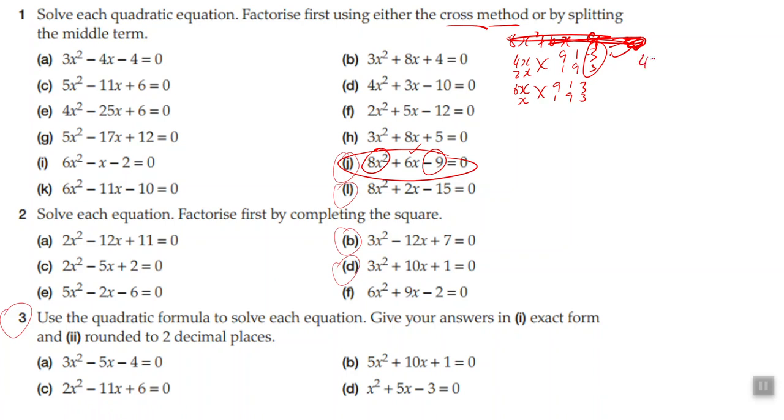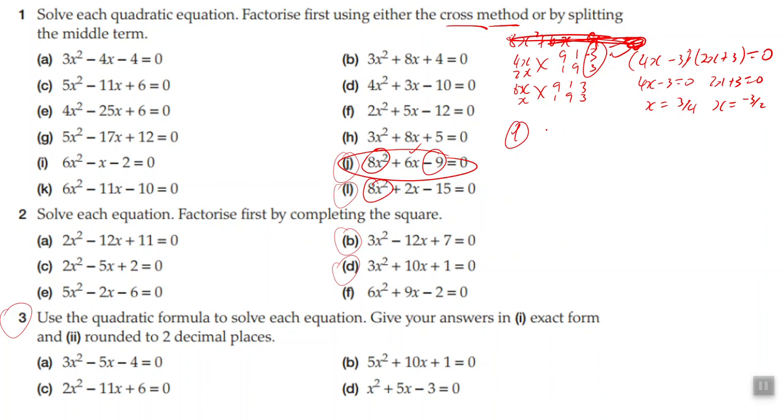So factorized, we've got 4x minus 3, 2x plus 3 equals 0. Use the null factor law, so either the first bracket equals 0 or the second bracket equals 0. So x equals 3 over 4, or x equals negative 3 over 2. Okay, simple as that.